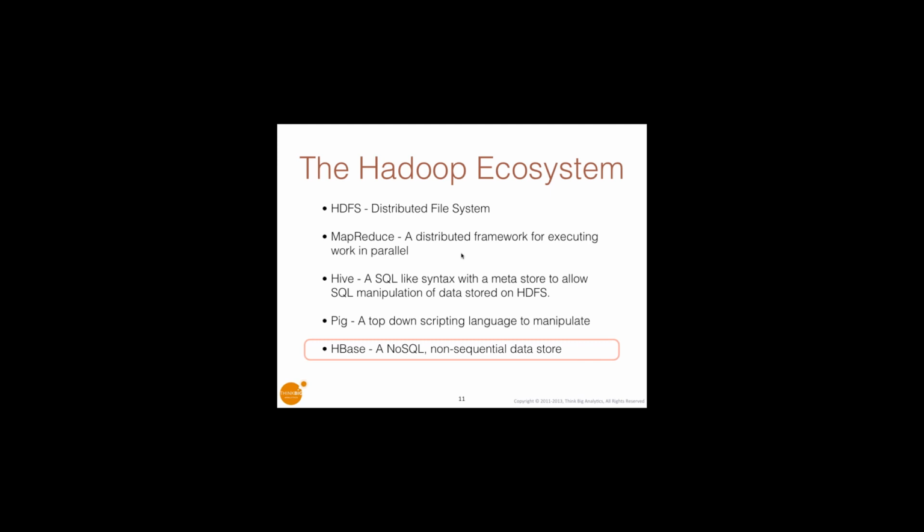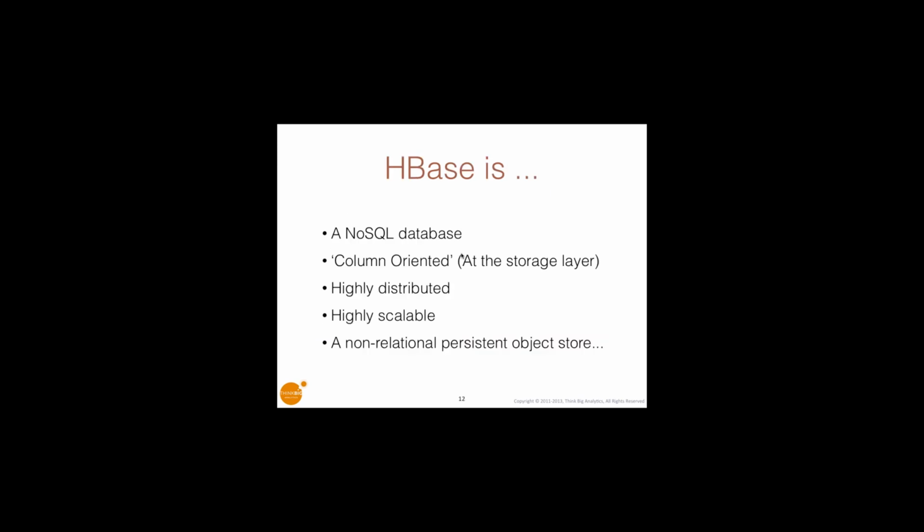But what is HBase? When we go back to our Hadoop ecosystem, first I'm skipping Hive and Pig. These are languages that, again, are used for sequential and batch processing, where they're able to do transformations on the data that's sitting out in the flat file system. They can also access data sitting in HBase, but HBase is a NoSQL non-sequential data store.